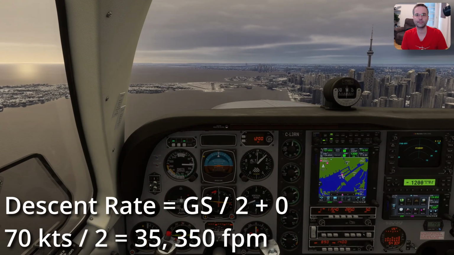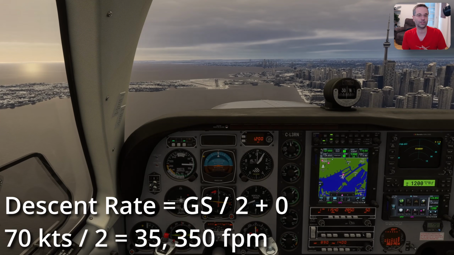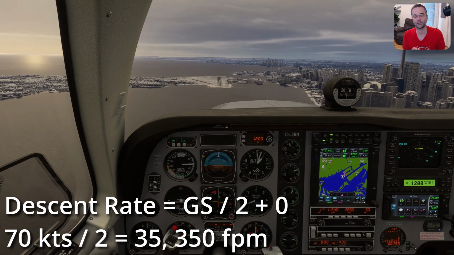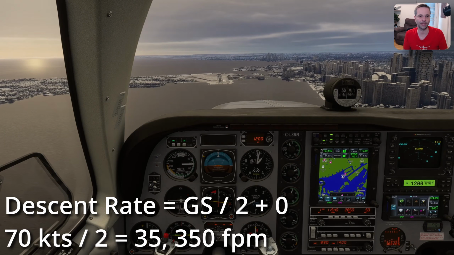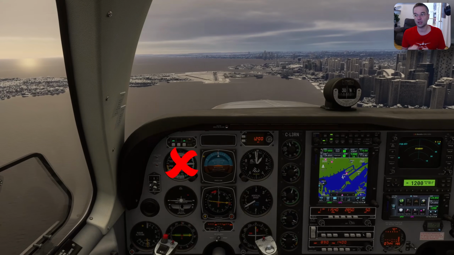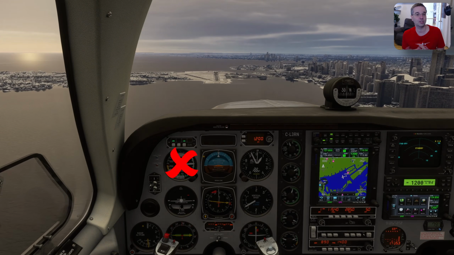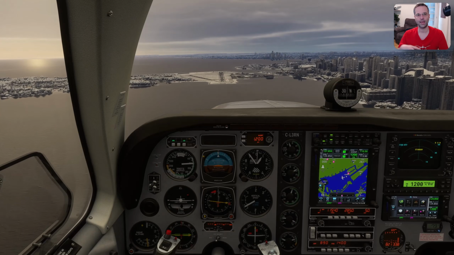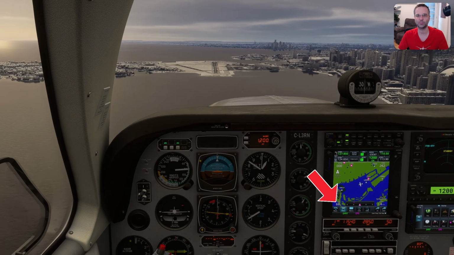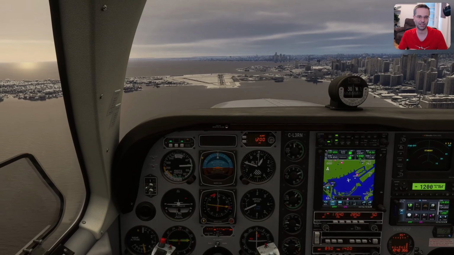So what you do is divide your ground speed by 2 and then add a 0 to it. So if our ground speed is 70 knots divided by 2, that's going to be 35. So our descent rate is going to be 350 feet per minute. Just be aware this is your ground speed that you need to use, not the indicated airspeed. And the easiest way to find it is to have a look on the GPS that you have on board. Exactly where the ground speed is displayed depends on which GPS you have in your plane, but it's always there somewhere and you're looking for the letters GS for ground speed.